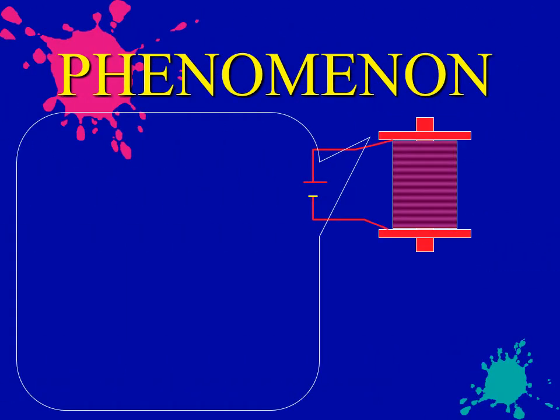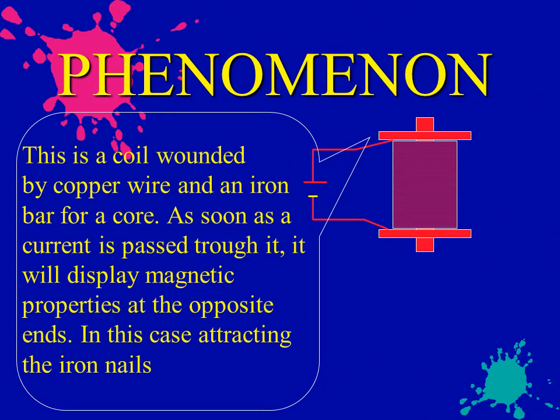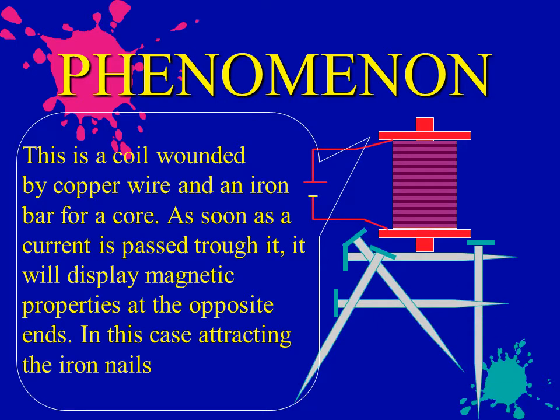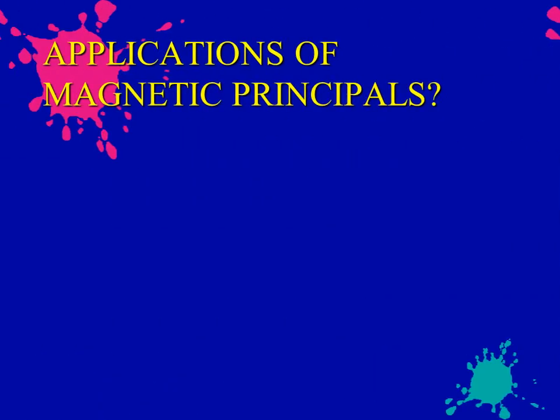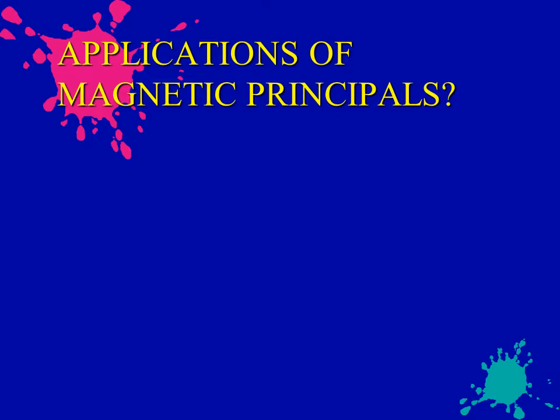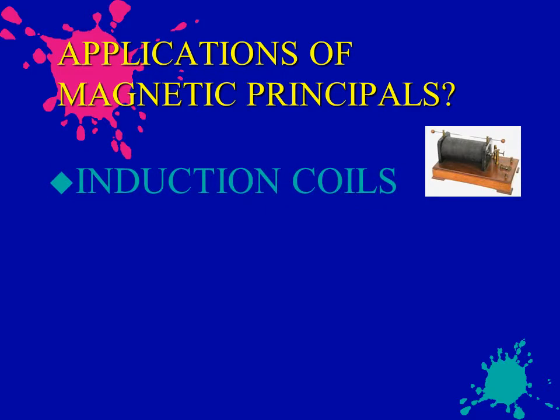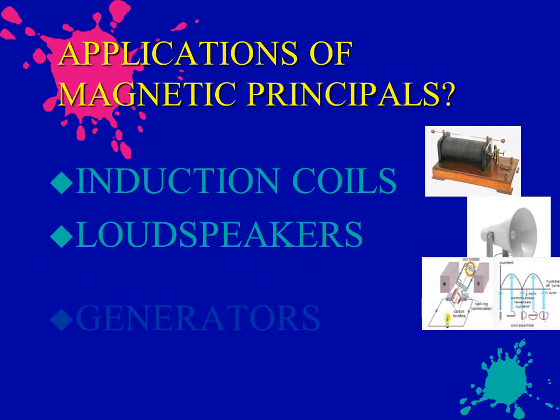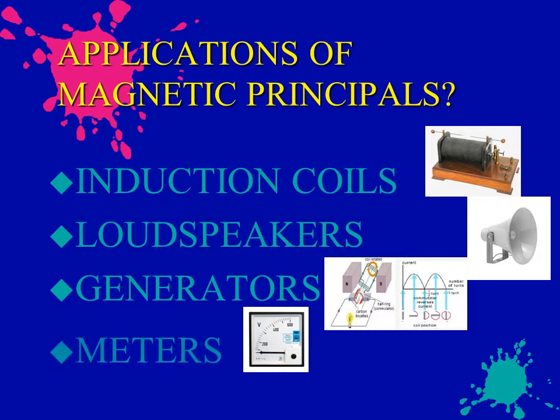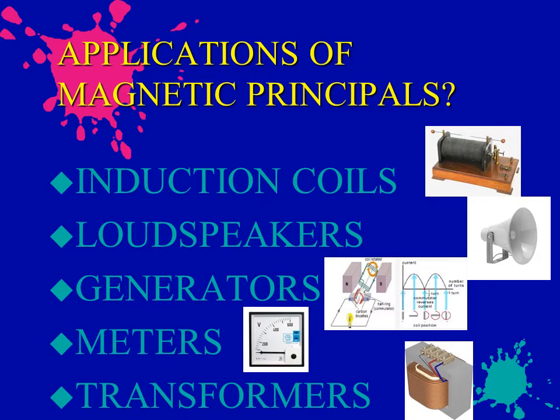The phenomenon. This is a coil wound with copper wire and an iron bar for a core. As soon as a current is passed through it, it will display magnetic properties at the opposite ends, in this case attracting iron nails. Here are just a few of the applications of magnetic principles: induction coils, loudspeakers, generators, meters, and of course transformers.